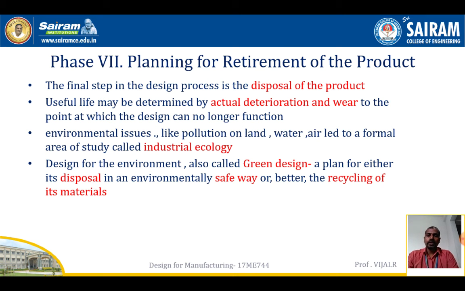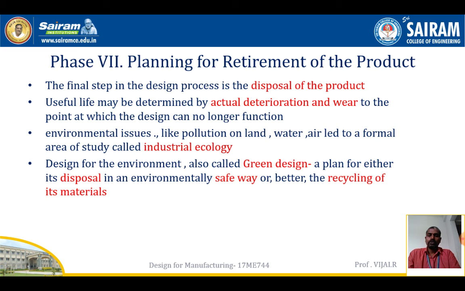Next, the last one is the planning phase for retirement of the product. Retirement means the final stage of a product: when the product finishes, what do we have to do, and how do we dispose of the product? Nowadays environmental issues are more, so what is the plan for disposal? There are electronic waste, other components, batteries, acids, and perfume bottles. You should not throw them in the fire. Blades and razors are also problems. They will create damage to the environment and to humans.